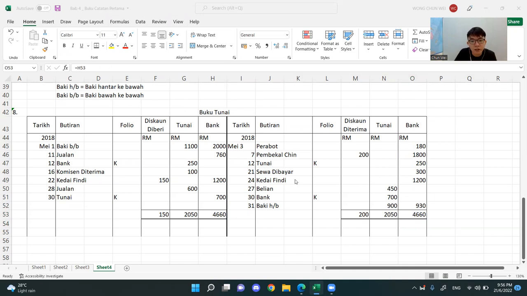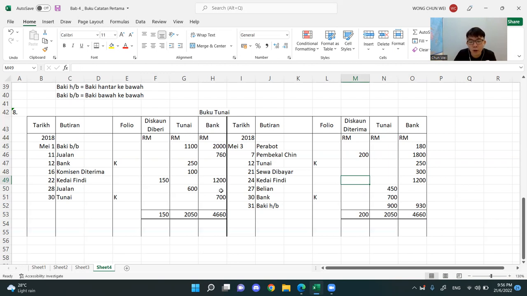So as I said, the discount delivery for Kedai Findi, we don't have to record. Where do you want to record 150? You cannot put it here, because this one is a discount diterima. If you put it here, it becomes a discount diterima. Therefore, we don't have to record it.